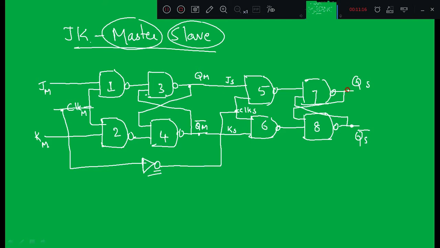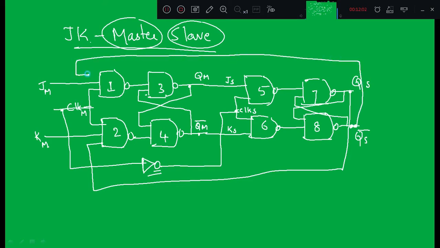So this is the setup. One more modification: this QS is connected to the second NAND gate, and this QS bar needs to be connected to the first NAND gate. Let me correct it. I'll connect this QS to the second NAND gate, and the QS bar is connected to the third input of the first NAND gate. So this is the circuit diagram of the JK Master-Slave.